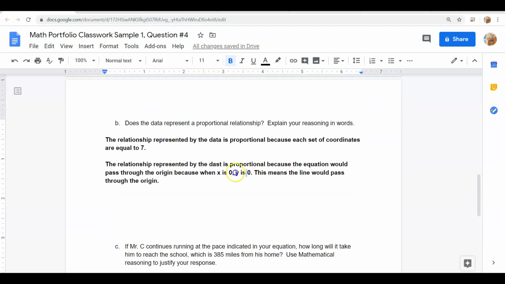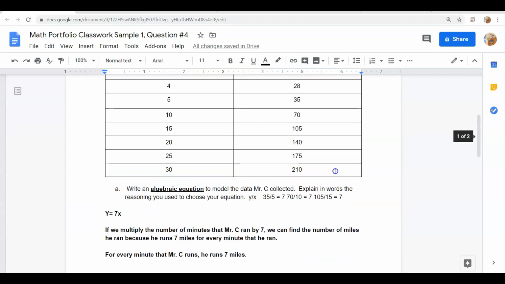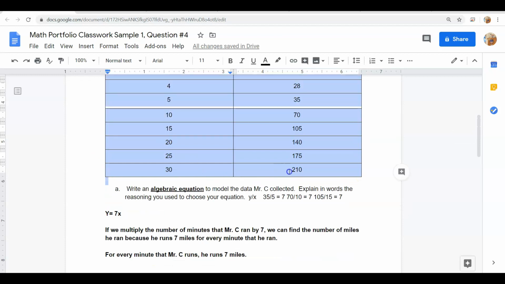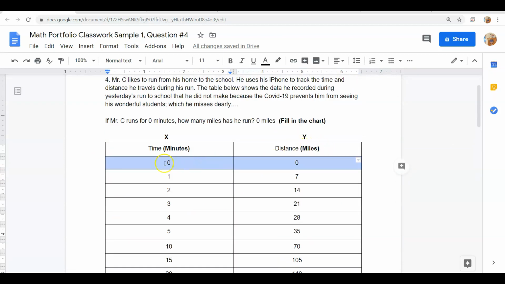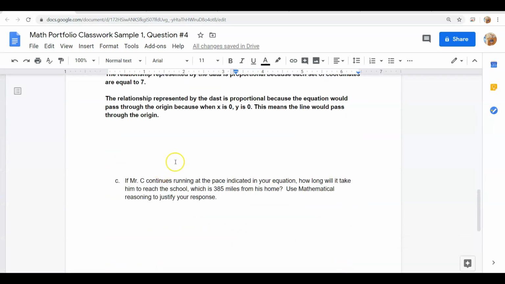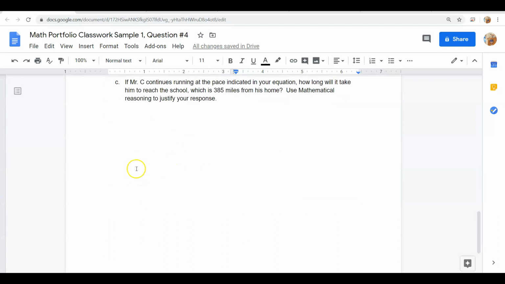All right. So these are the two ways to answer B. Proportional means that each value in this table up here is equal. It is. It also means that when x is 0, y is 0, which it is. So it is a proportional relationship.